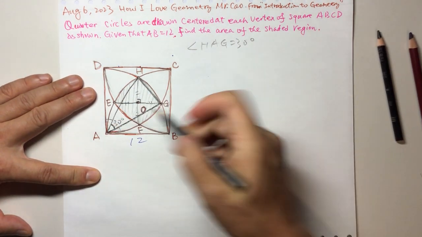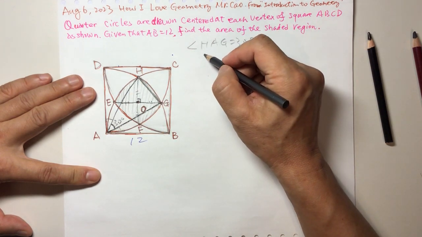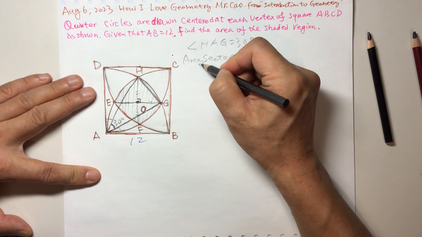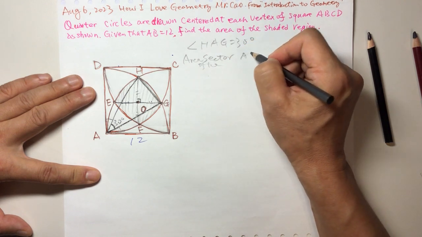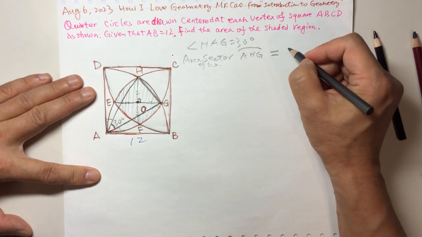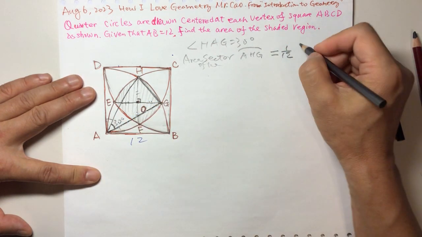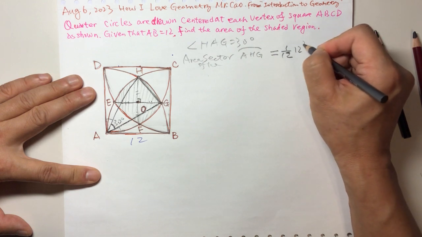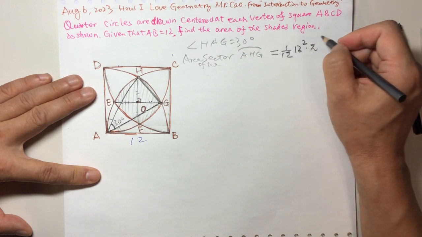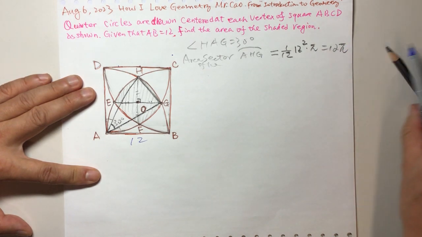Now we can easily find the area of this part. So the area of the sector AHG, right? This sector is just 1/12, because this is 30 degrees, 1/12 of the total circle, r squared times pi. So that's radius, right? 12 is the radius, 12 squared times 1/12, so we get 12 pi.